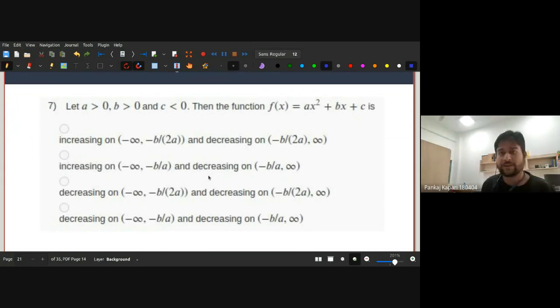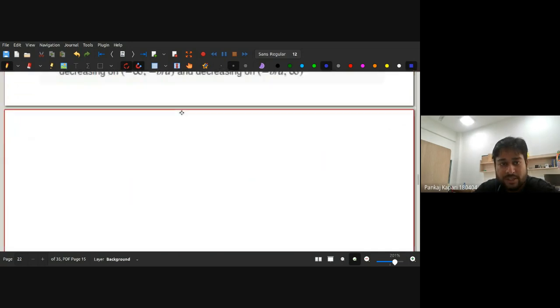Again you have a function. It's a quadratic function, a polynomial ax square plus bx plus c, and you have to again find out the nature of this function, like where it is increasing or decreasing, and the sign of a, b, c is given. So a is positive, b is positive, c is negative. This information is given.